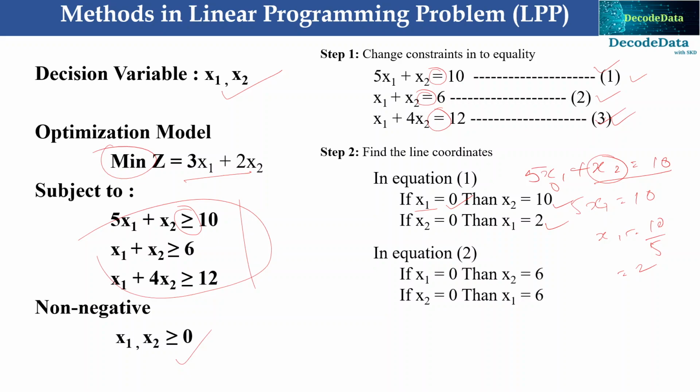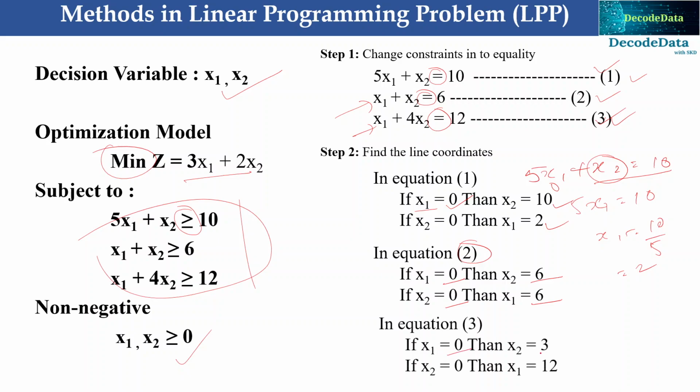With the help of the second equation, we'll find these coordinates in the same manner. We'll put the value of x1 as 0, we'll get 6. We'll put the value of x2 as 0, we'll put it in equation 2, right? Then equation 3, this is what the equation 3 we have. So in equation 3 again, we'll put x1 is equal to 0, so we'll get x2 is equal to 2. And when we put x2 is equal to 0, we'll get x1 is equal to 12, right?